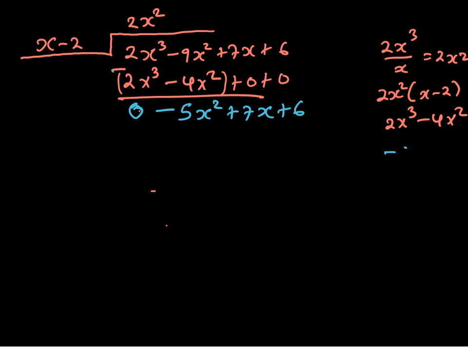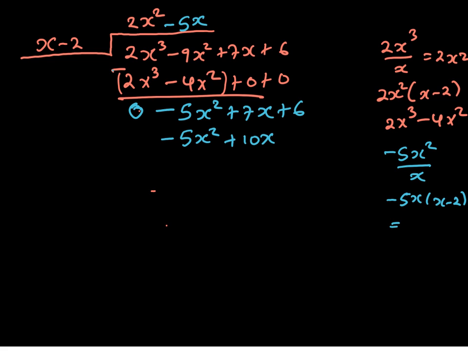Now we get the negative 5x squared and divide it by x. What do we end up with? Minus 5x. Remember we are getting negative 5x and multiplying by x minus 2, so we have minus 5x squared plus 10x. So let's subtract. What do we get here? If you subtract, this is a 0. This will become a negative 10. So you have a minus 3x plus a 6.